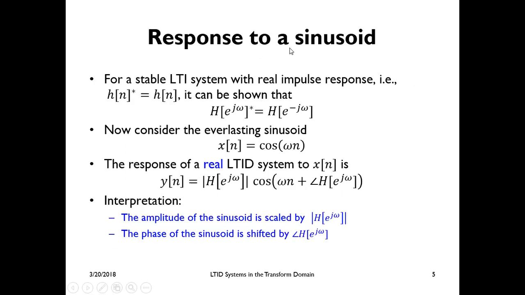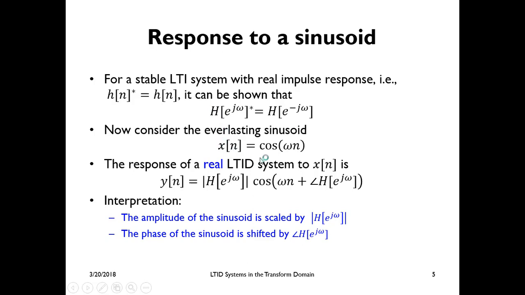We now consider the response of the system to an everlasting sinusoidal signal. If the system is stable and it has a real impulse response, in other words, h complex conjugate of n is the same as h(n), then we can show that the frequency response will obey the following. H complex conjugate of omega is going to be H of minus omega.